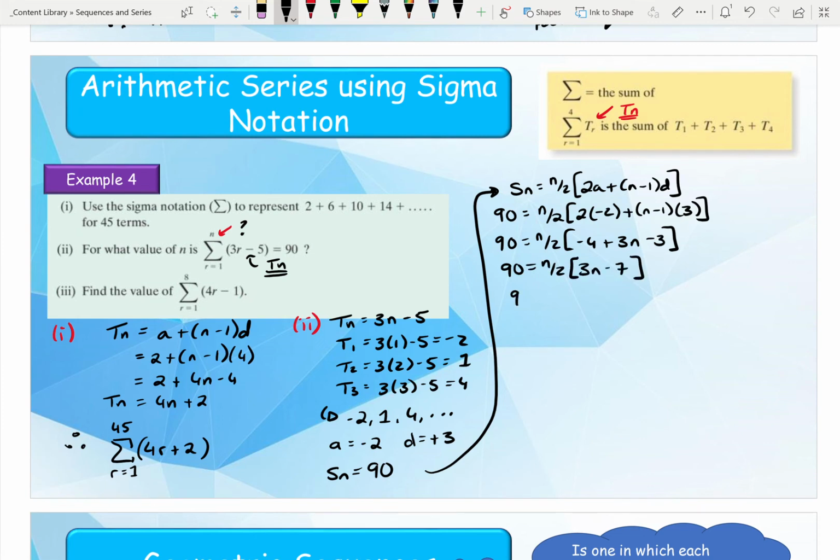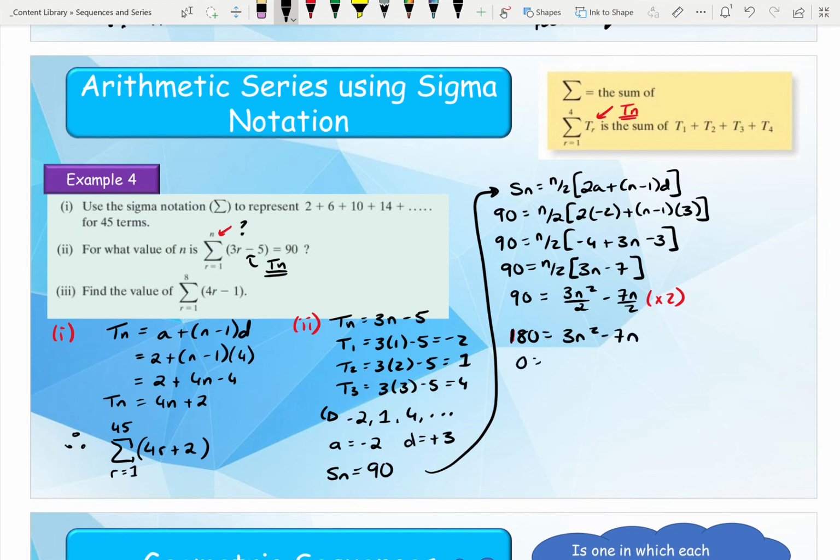And again here, when I'm going to divide by the bottom, multiply by the top, gives me 3n squared all over 2 minus 7n all over 2. So at this point I can see it's starting to head into a quadratic. So to start off, I'm going to multiply everything by 2 here to get rid of my fractions. And then I'm going to move everything over so that one side is equal to 0. So that gives me 180 is equal to 3n squared minus 7n.